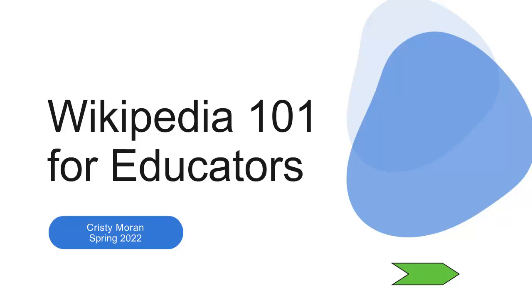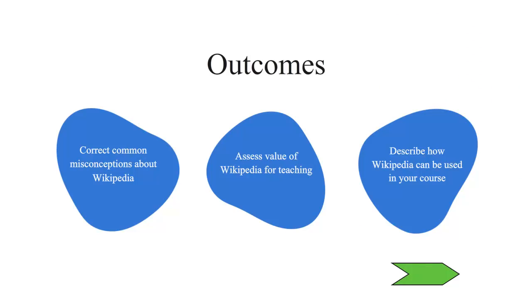Welcome to Wikipedia 101 for educators. At the end of this course, you should be able to correct common misconceptions about Wikipedia, assess the value of Wikipedia for teaching, and describe how Wikipedia can be used in your course.